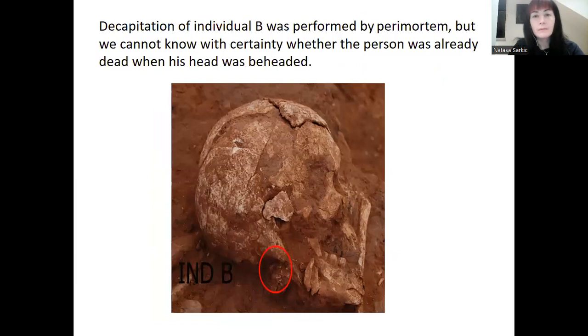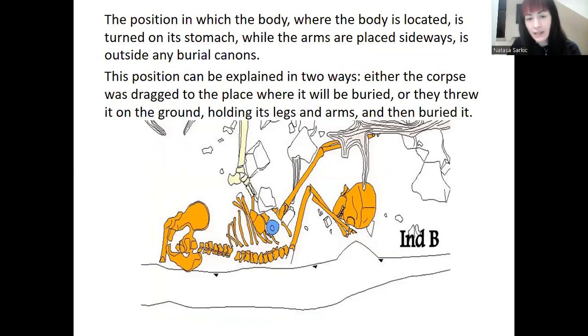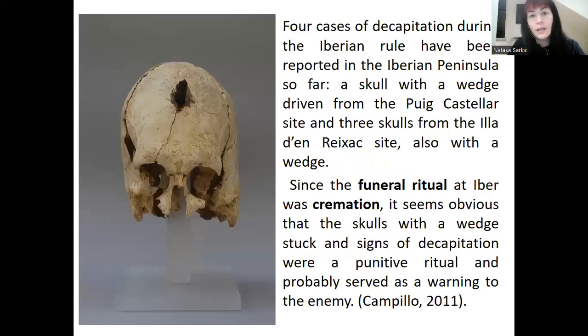Also, if we pay attention to the position of the body of this individual B, we can see that it's quite twisted and placed partly sideways. This can be either because the corpse was dragged to the place where it was buried, or it was just thrown, holding the arms and legs, and then buried. So we know of four cases of decapitation during Iberian rule that have been reported in the Iberian Peninsula so far.